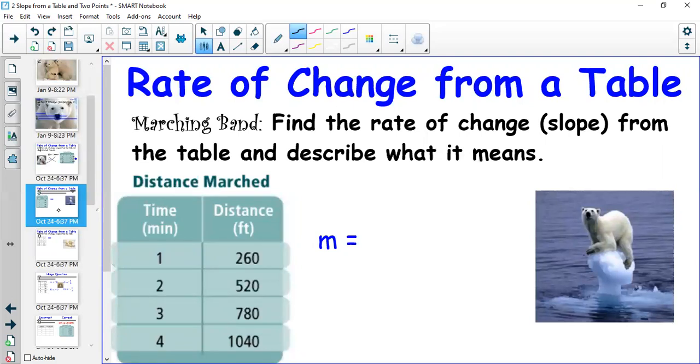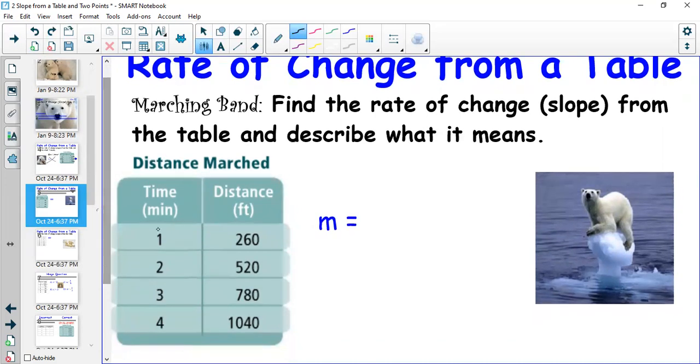Okay, so I'm going to read the problem here. It says the marching band, find the rate of change here. So let's first look at the time. Time went from 1 to 2 to 3 to 4. That was a change of 1 minute. It was going up by 1. And the distance was going from 260 to 520 to 780 to 1040. And we need to figure out what that change is.